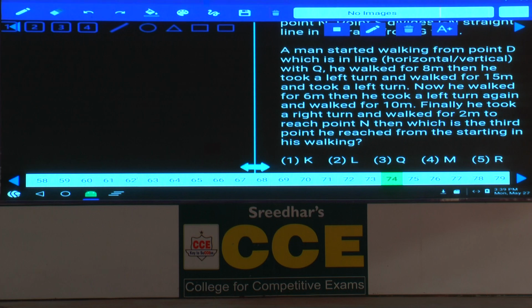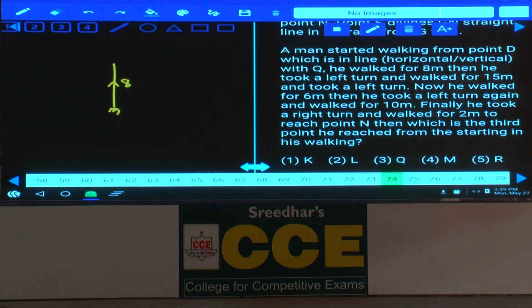Now a man started walking from point D, which is in line with the horizontal or vertical direction with the Q. Now if you take Q here, then this person, a man started walking from point D. D is in line with the Q. If you take D here, now this person is moving in a horizontal or vertical direction with respect to Q. He walked for 8 meters. Initially this person has walked for 8 meters from this point. First he walked for 8 meters.